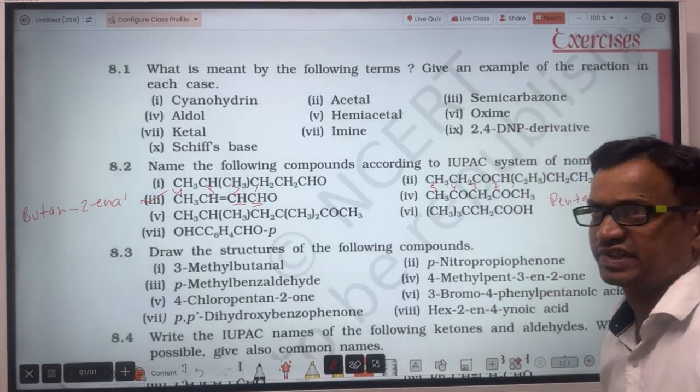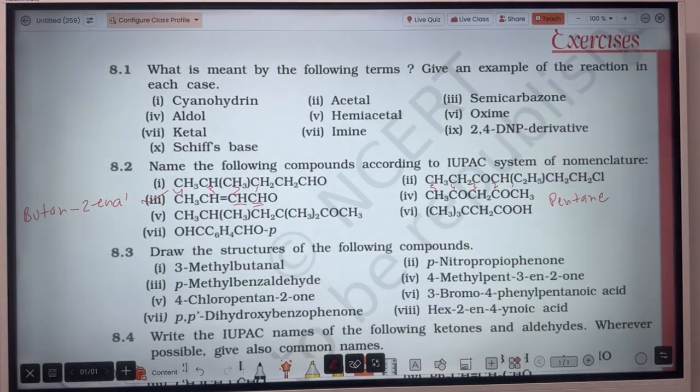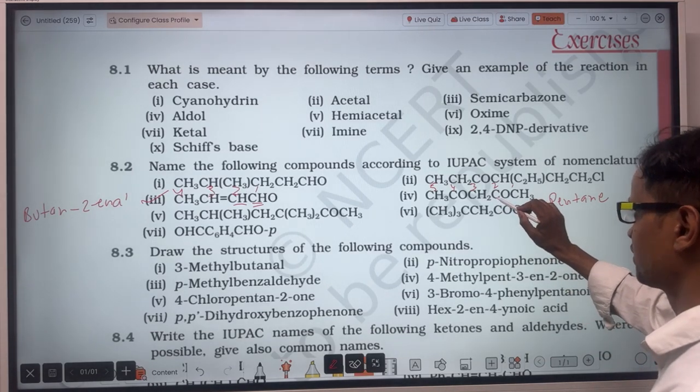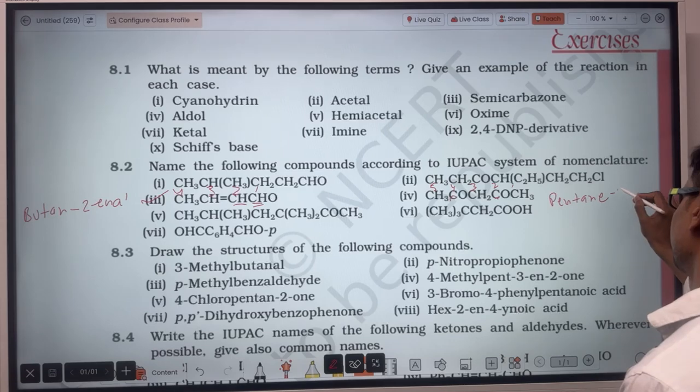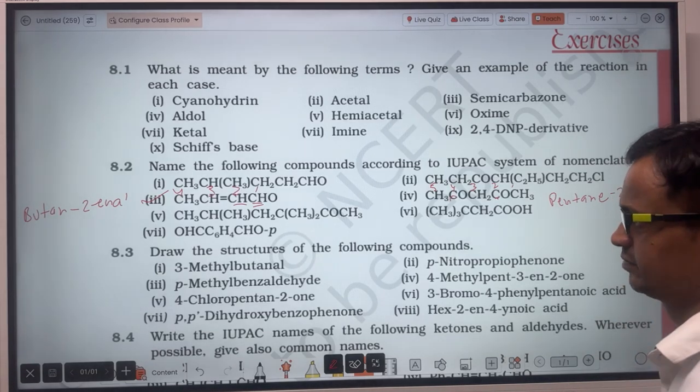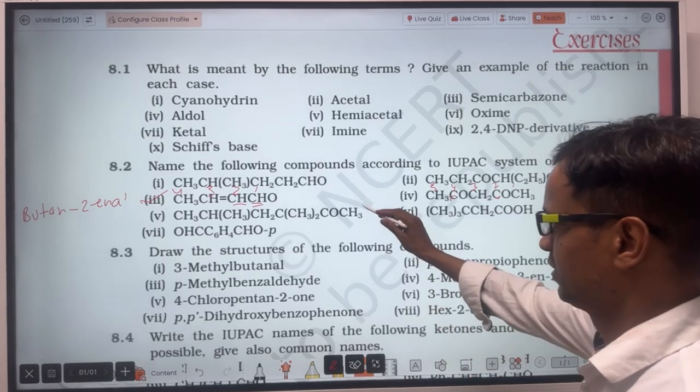E will be retained here because there is more than one ketonic group. That's why E will be retained, and they are at 2nd position and at 4th position. So that's why 2,4-dione. You do it by yourself.